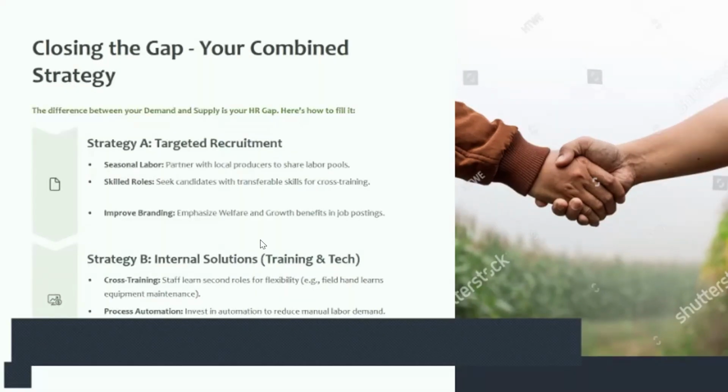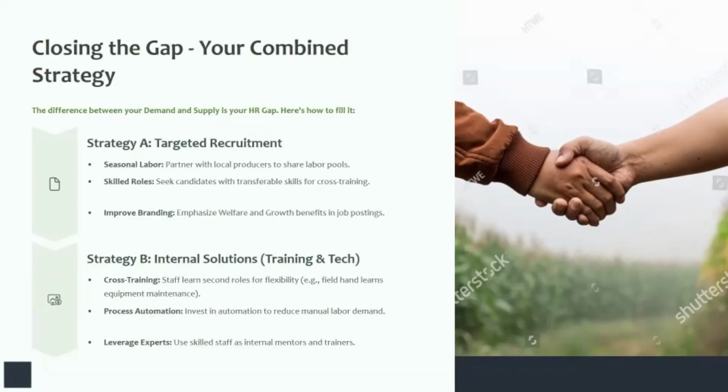So sorry, okay. My strategy B, I say, is cross training. Now, internal solution, what you can do internally. Your internal solution involves training and upskilling the current staff you have, which includes cross training. Staff learn second roles for flexibility.